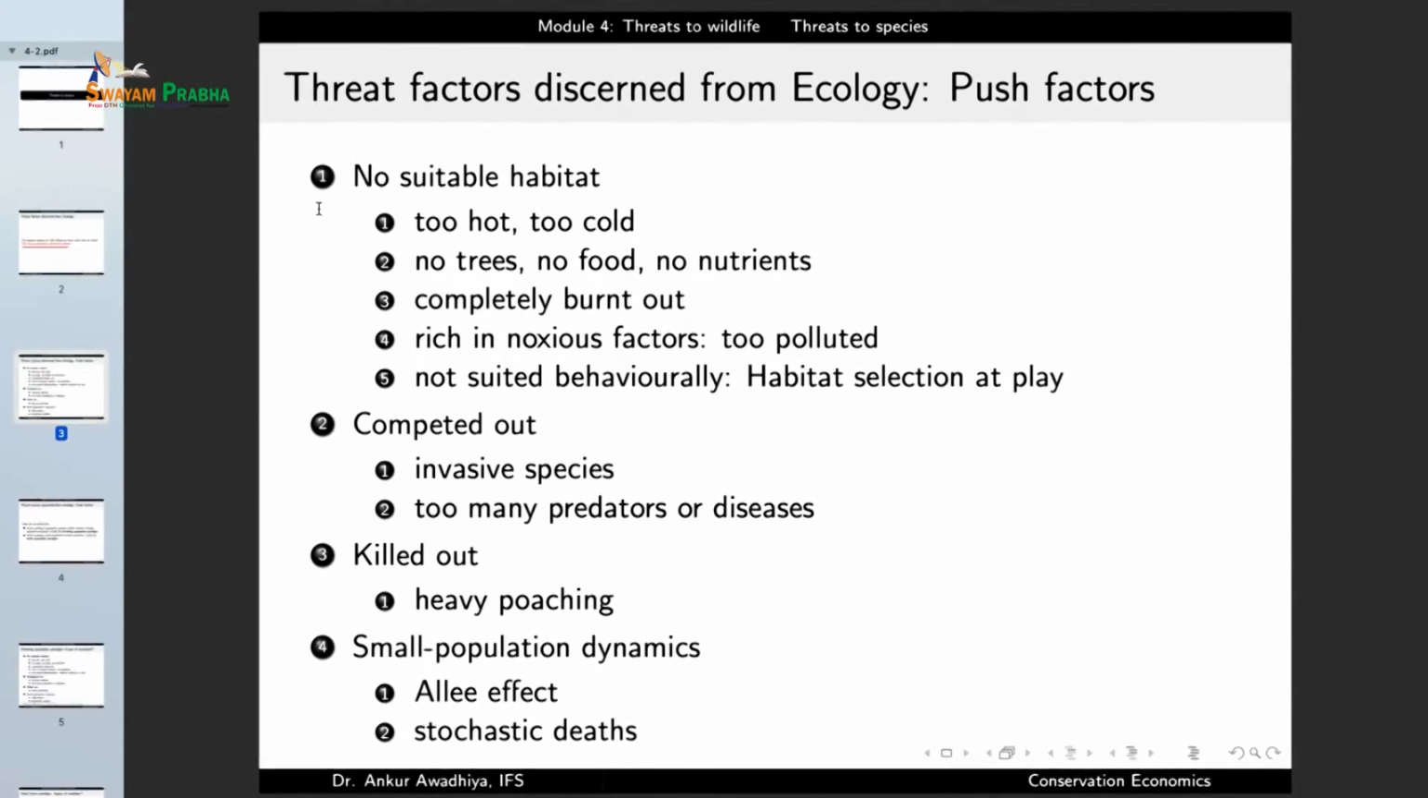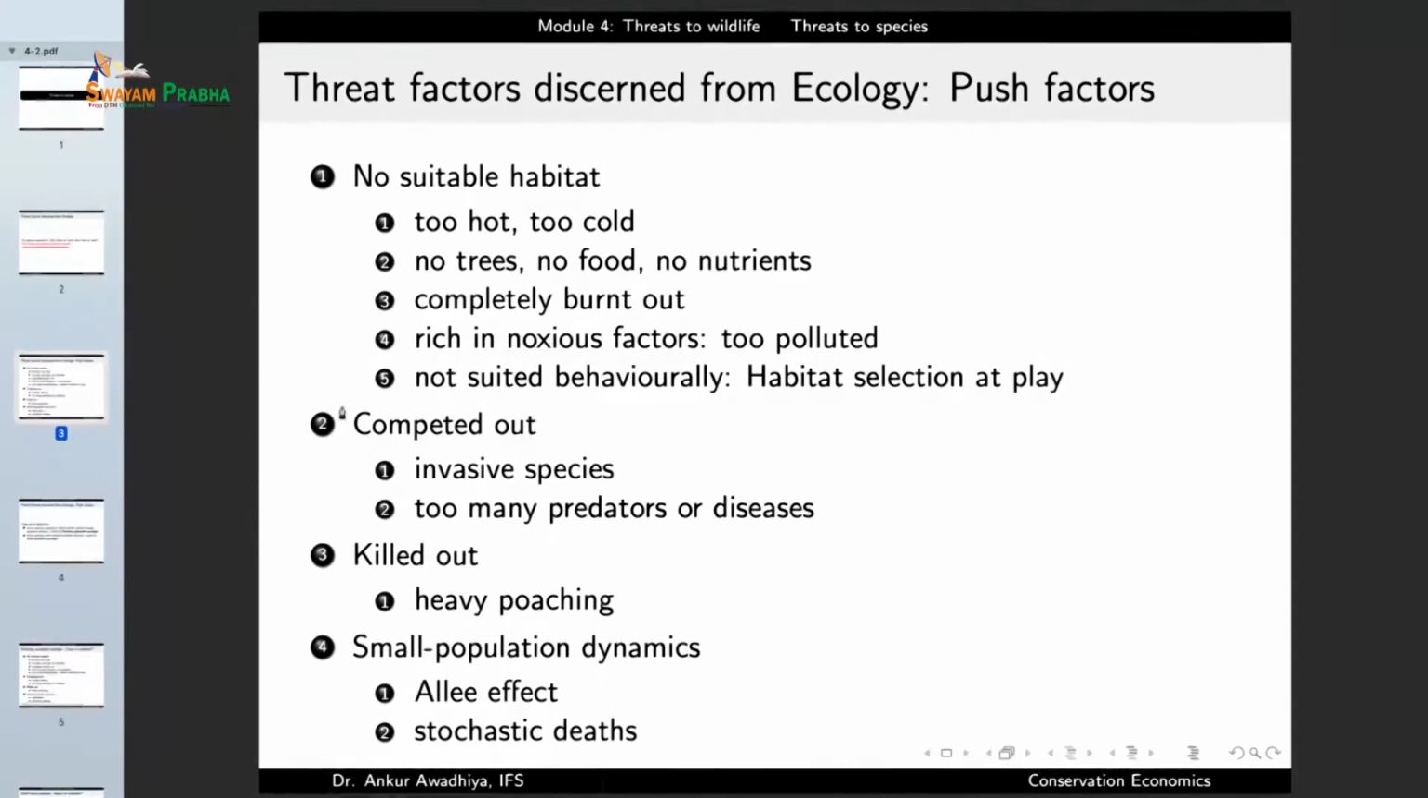Or areas that are rich in noxious factors, that is too polluted. So, for instance, there is a species that is found in a particular lake, and this lake is now being used as a dump site for industrial effluents. So, when that happens, the organisms will lose out their habitat. Or areas that are not suited behaviorally because of habitat selection. So, probably an organism could have thrived in an area, but then this place is all full of such trees that its habitat selection does not permit to use or to prefer as a habitat. So these are push factors that are related to the habitat.